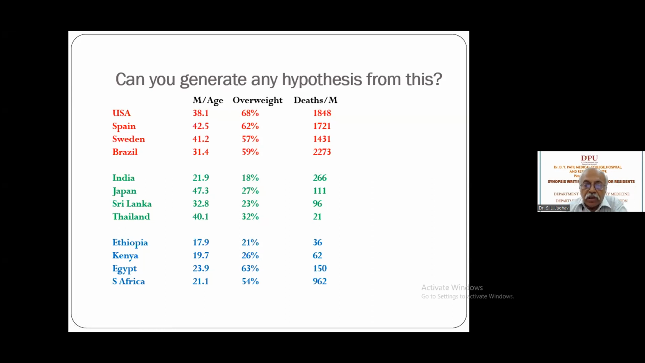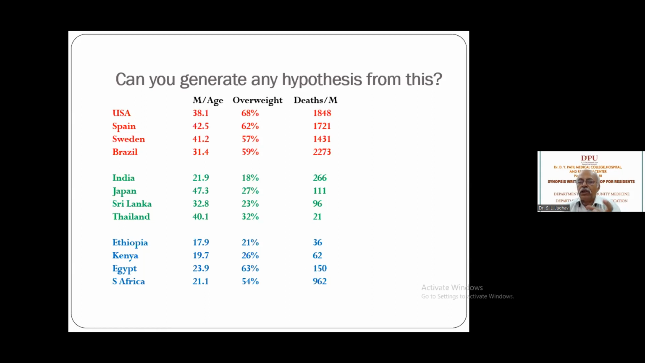Similarly, when I see the African countries, most have a median age in the 20s, but there are 2 countries which are obese. Egypt is 63% overweight, and South Africa is 54%, compared to the other 2 African countries. And their fatality is higher, in 3 digits. So this is just a hypothesis. This data does not prove anything.